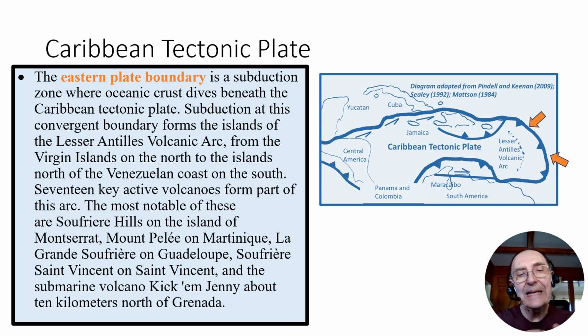You know what? 17 key active volcanoes are part of this arc. The most notable are Soufriere Hills on the island of Montserrat, Mount Pelée on Martinique, La Grande Soufriere on Guadeloupe, Soufriere Saint Vincent on St. Vincent, and the submarine volcano Kikemjeni, about 10 kilometers north of Grenada.